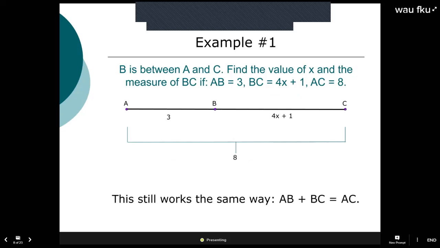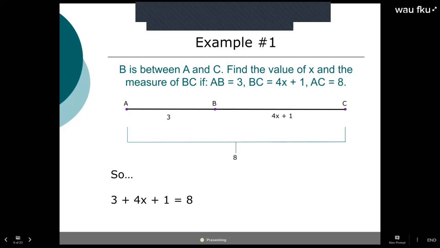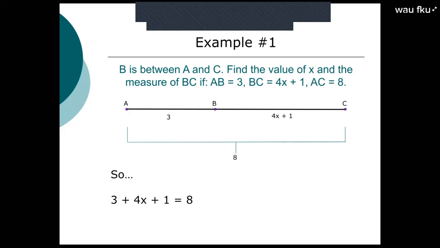Okay, so it still works the same way. The AB plus BC equals the whole thing. All right, so 3 plus 4x plus 1 equals 8. Okay, see how we got there? Making sense? Any questions? I'm trying to not go too fast, because once we throw the algebra in.